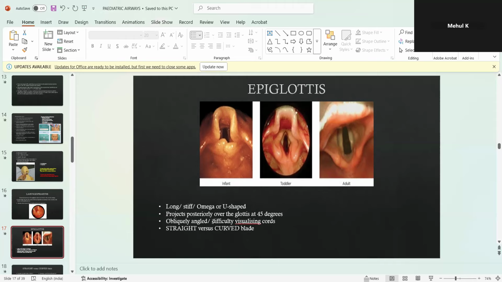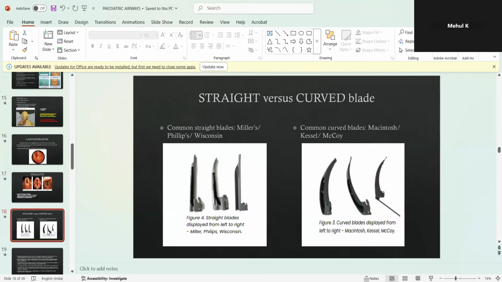So the larger tongue and the epiglottis with this weird shape make it difficult for us to understand what laryngoscopy blade I am to use. Is it a straight blade? Is it a curved blade? Before entering that debate, let us understand that we have a few straight blades and a few curved blades. The most common straight blade we are aware of is Miller's, and curved is Macintosh. We have other straight blades, the Phillips and Wisconsin, and curved Kessels and McCoy. Mind you, they don't make McCoy in pediatric sizes.